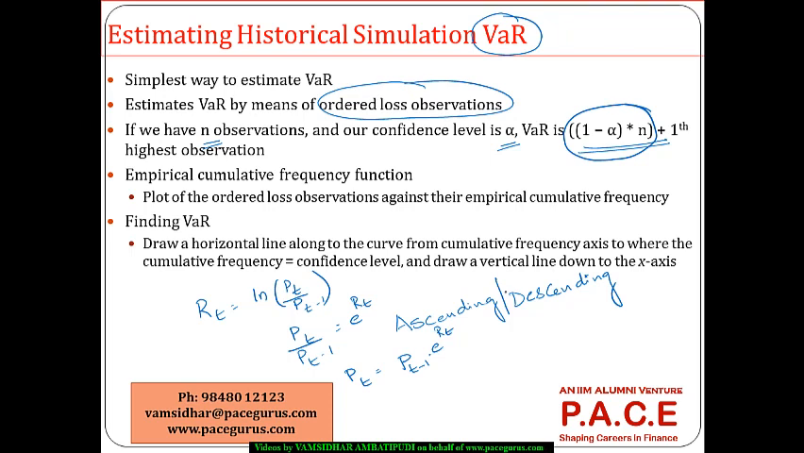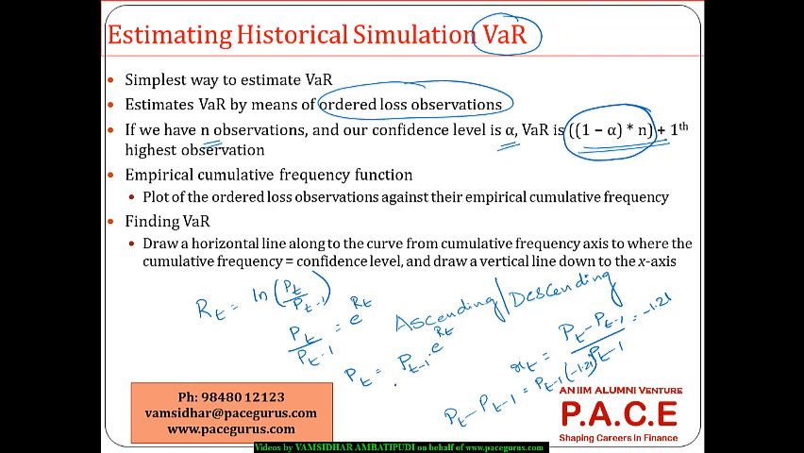What did we do in the case of the other? We got PT minus PT minus 1 by PT minus 1. That is the arithmetic return. This we have got as minus 1.21. So we directly got the loss as PT minus 1 times minus 1.21.